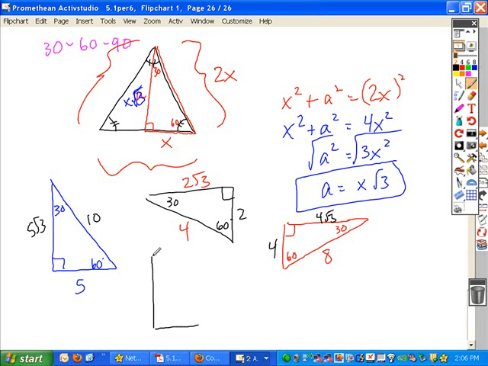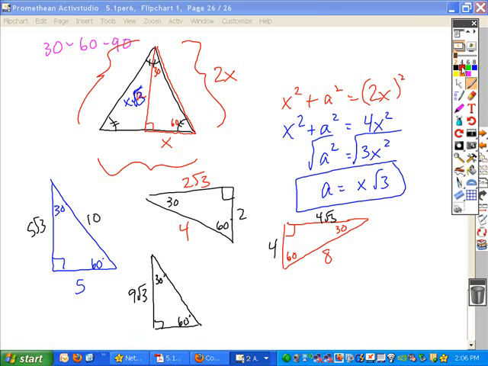Okay. What if I gave you the side opposite 60 degrees, but I gave it to you in that pattern form as well? So if I told you that this side was 9 root 3, what does that mean the side opposite 30 degrees is? And then the hypotenuse would be 18. Okay. Are there questions on any of those? Those are all the real straightforward applications of this.